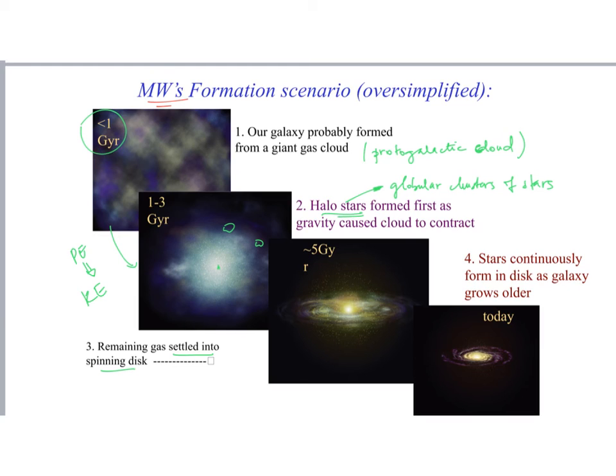All right. Now, remember the reason for which the remaining gas will settle into a spinning disk? That is the conservation of the angular momentum. Okay. So now we have the disk, and then stars obviously in the halo are going to be formed much earlier than stars that now start forming, because eventually the gas cools and starts forming stars in the disk. The clouds start collapsing under gravity, and so we end up today with stars continuously forming in the disk.